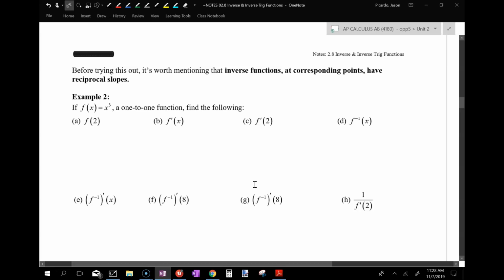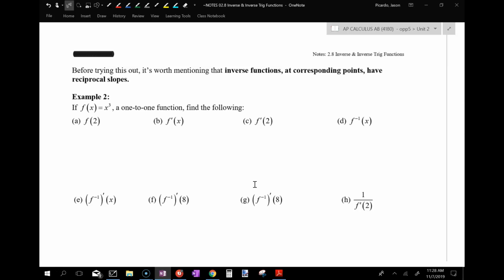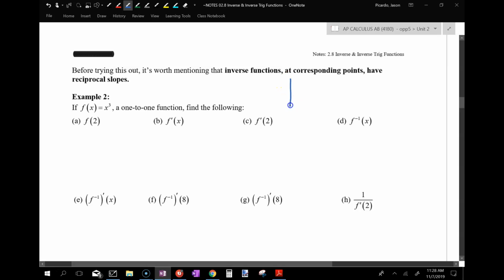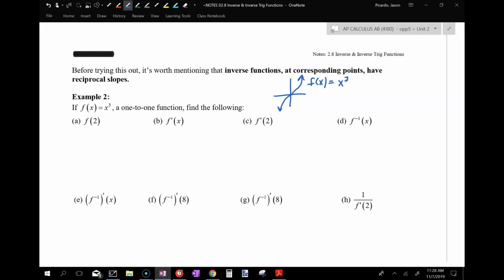I give you a curve f of x equals x cubed, and I tell you that it's one to one. Do you guys have an idea what that looks like graphically? X cubed. Yeah, sure, right? It's going to look something like that, right? So I have a few questions that we're going to answer, and it's going to give you an idea what you can do with that previous formula B, okay? That's what it's going to do.